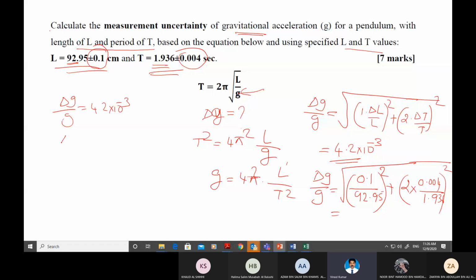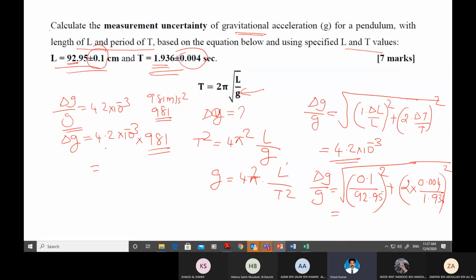From here, you get delta G is equal to 4.2 times 10 to the power minus 3 times G. What is the value of G? 9.81. So I put 981, because 9.81 meters per second square, when you multiply it by 100, becomes 981. That's why I'm going to put 981 here.